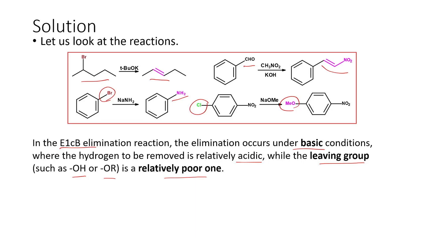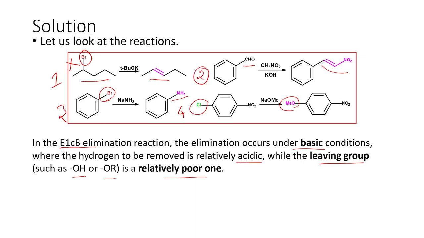And we know bromine or halogens are really good leaving groups. So, by looking at the problem, we can easily identify that the first case cannot be the E1CB mechanism because we have a very good leaving group, that is a bromo one, and in the third one, we also have a bromo group, which is also a good leaving group, and in the last one, we have a chlorine which is also a good leaving group. So, that means options 1, 3 and 4 may not be the right choice.